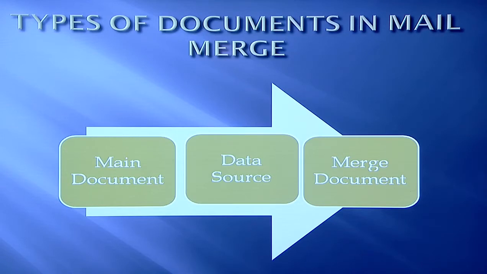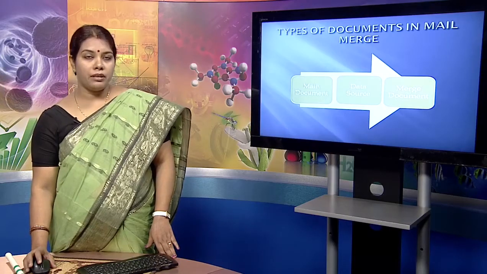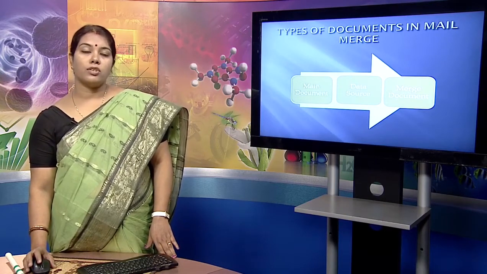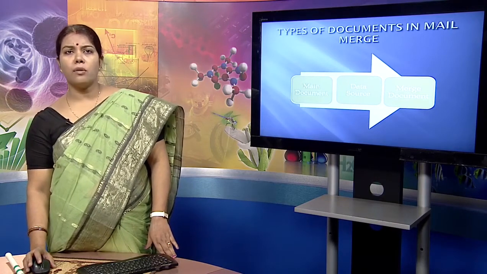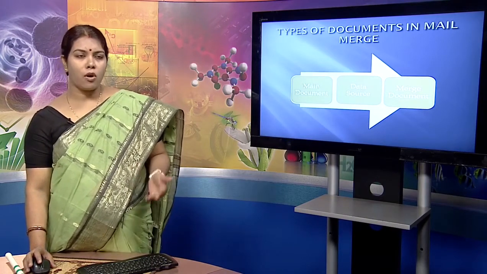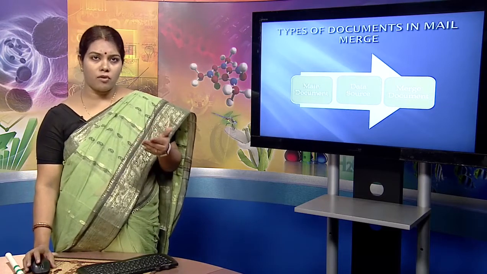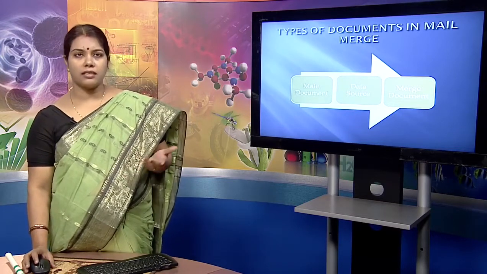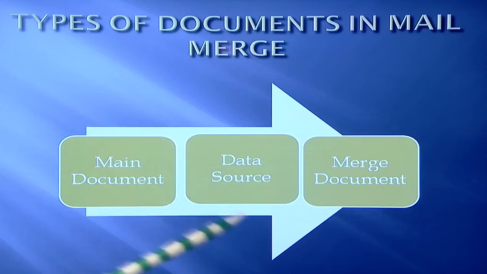Next, let us understand what a data source is, which is also required. A data source is a file that contains the names and addresses or any other information that vary with each version of a mail merge document. For example, a list of names and addresses for a form letter you want to send to a list of clients or other people. So, that forms a data source. A data source can be in the form of a Word table, an Excel sheet, or a database table such as MS Access.